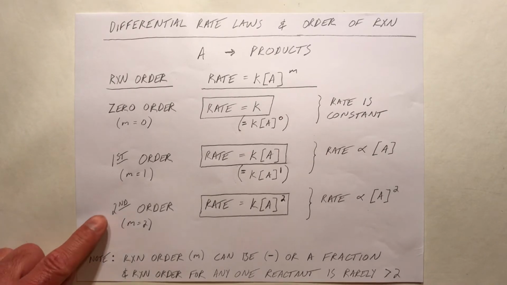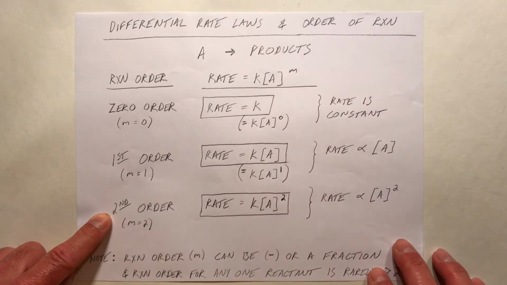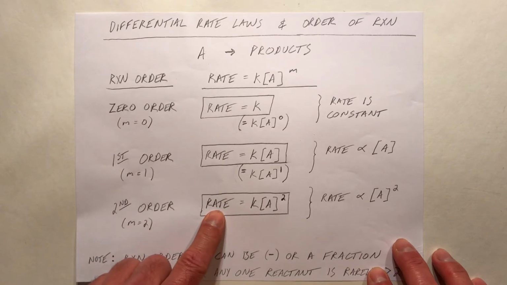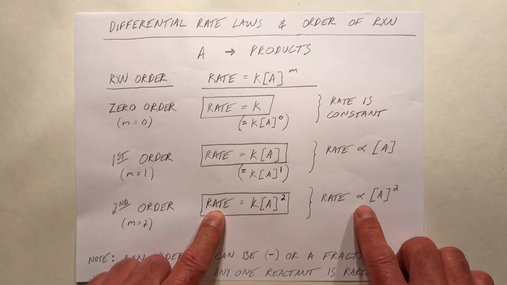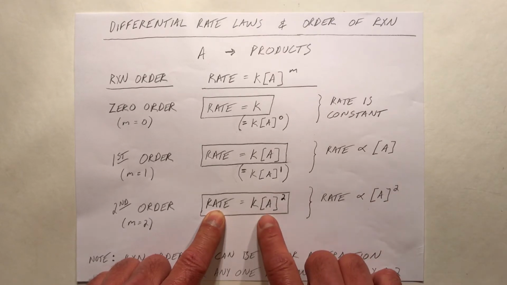Now, a second order reaction is one where the m value is equal to 2. So here we can say that the rate of the reaction, or the speed of the reaction, is proportional to the concentration of chemical A squared. This is the rate law.